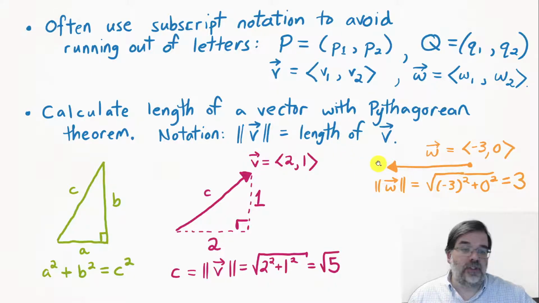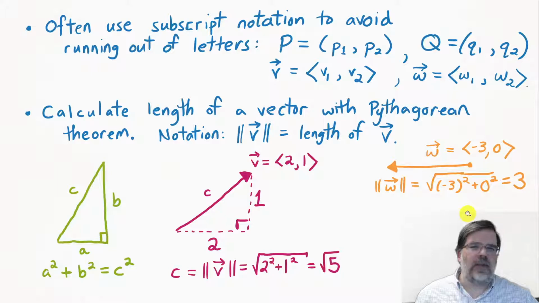And this formula still works even if you have negative numbers. Here's an example of a vector w, the vector (-3, 0). If you want to find the length of the vector w, it's going to be the square root of (-3) squared plus 0 squared. Even though this isn't really a triangle, the formula, the algebra, still works. And you'll find that this is the square root of 9, which is equal to 3, which might be the answer you expected. So that's something we can do with vectors.